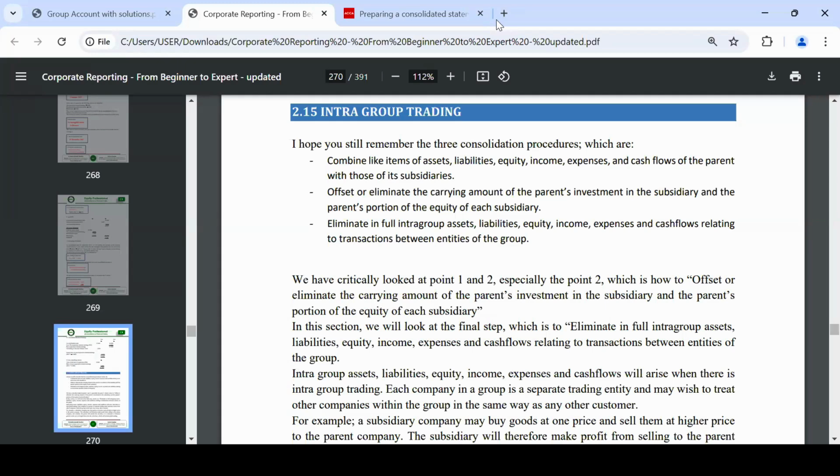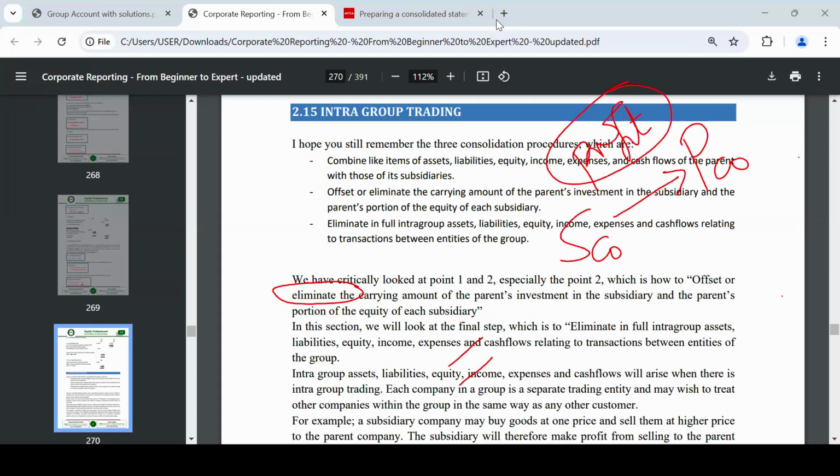is a case whereby there is a transaction between parent and subsidiary where the subsidiary sold to the parent at an amount that is higher than cost, meaning that they sold at profit. They sold at an amount where they are going to realize profit.